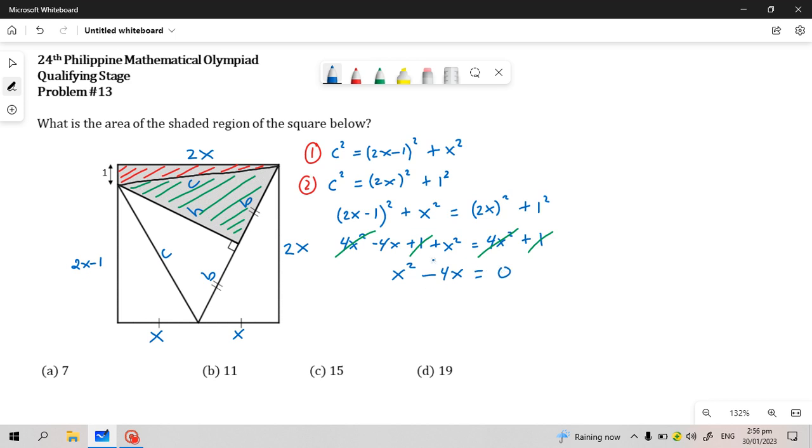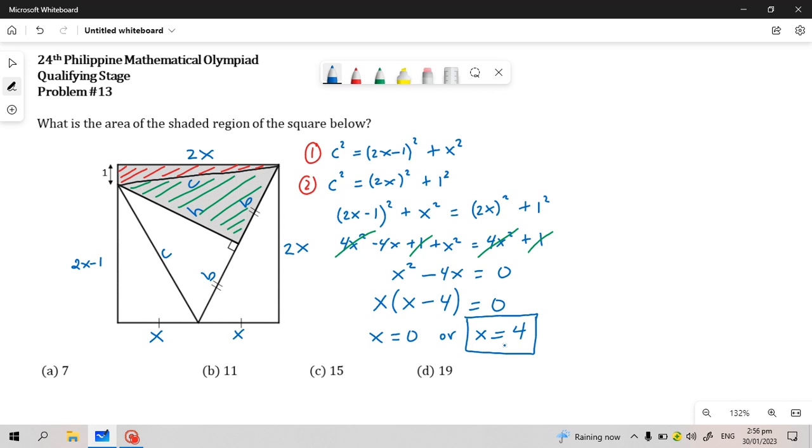Now I'll just factor the left hand side to solve for x. So we have x times x minus 4 equals 0. So this implies that x is either 0 or 4. But of course, x is greater than 0. So we take x equals 4. So that's obvious from our figure that x cannot be 0.